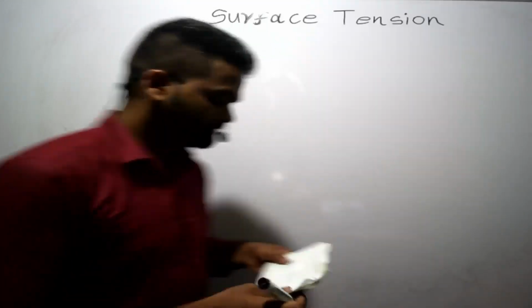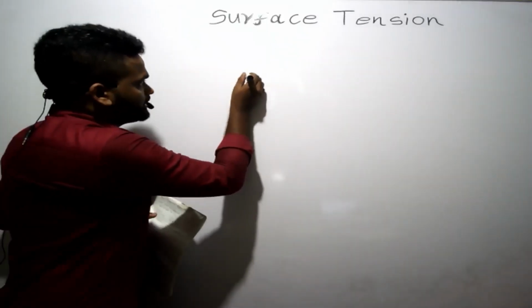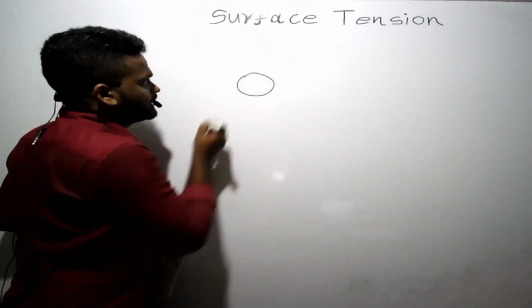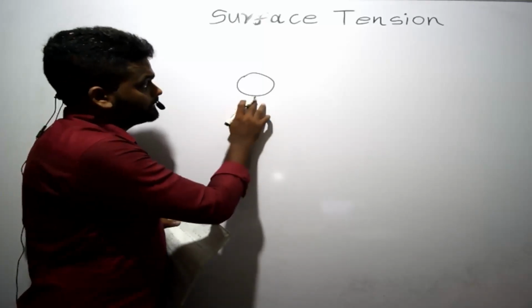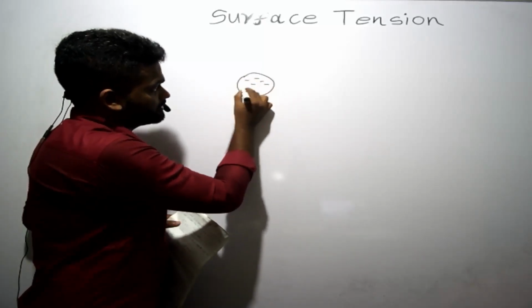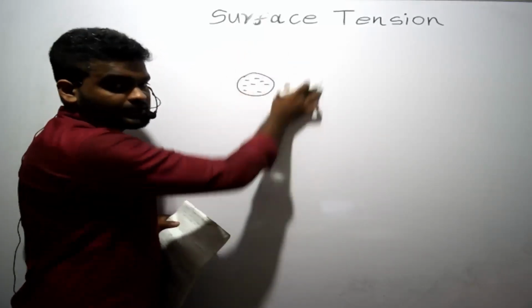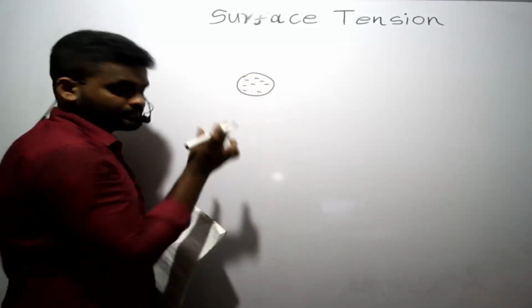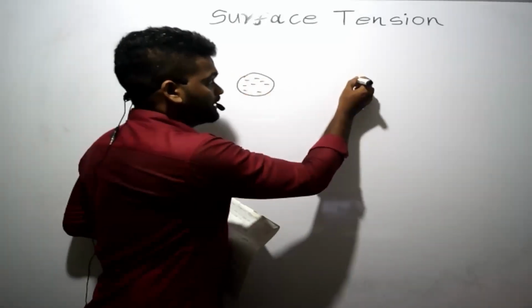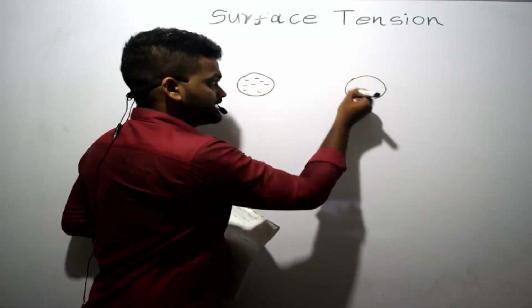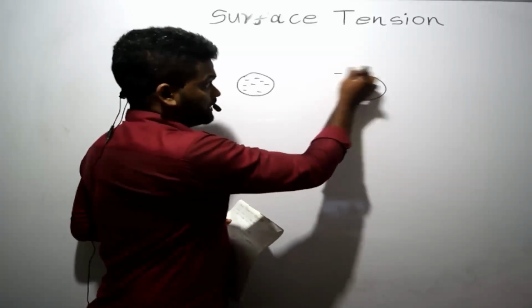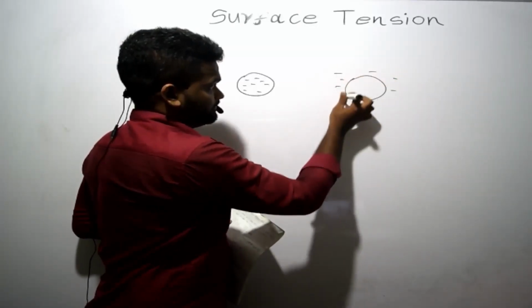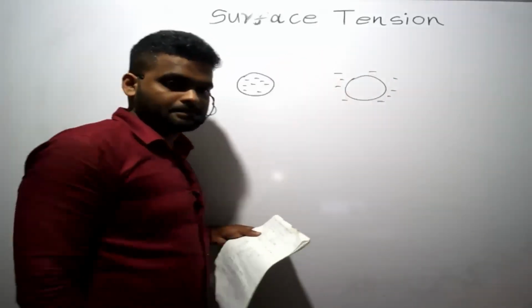Now listen. Here we have a liquid drop in air, surrounded by air. Then we have an air bubble. Inside it is air, outside it is liquid.